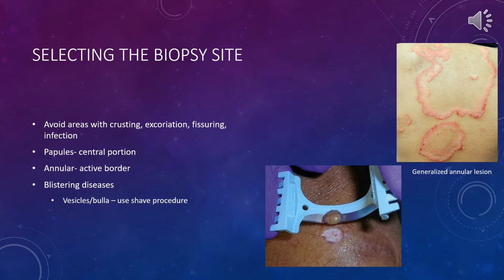For papules, select a central area. For annular lesions, choose an active border. For blistering diseases, remove the intact vesicle with a shave biopsy. If you can't obtain the specimen intact, such as with a larger bulla, biopsy at the bulla edge with the roof intact. Selection of biopsy sites within a suspected skin cancer may require special consideration.